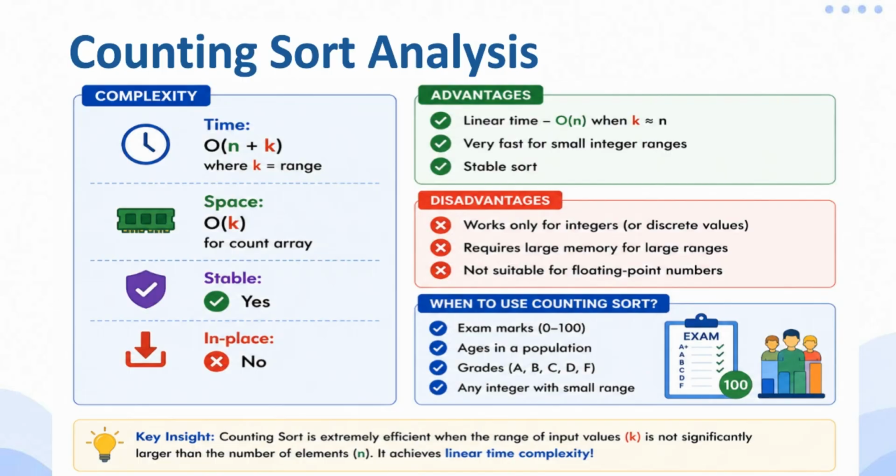And also, when not to use counting sort: when the range is large, if k is more than n, the sort becomes wasteful. For example, sorting 100 numbers that range from 1 to 1 million would require a count array of size 1 million, which is inefficient. Right? So when the data is not an integer, you can't use it, and also when memory is limited, and when you need an in-place sort, you can't use it, right?